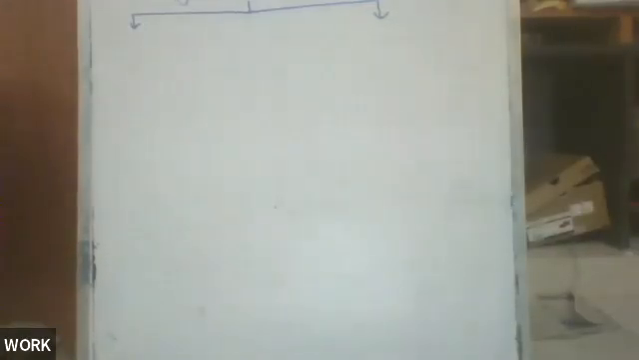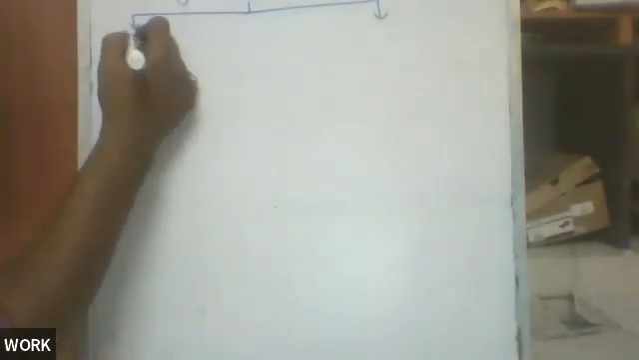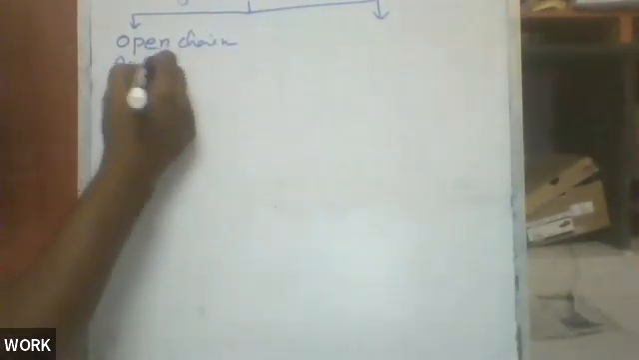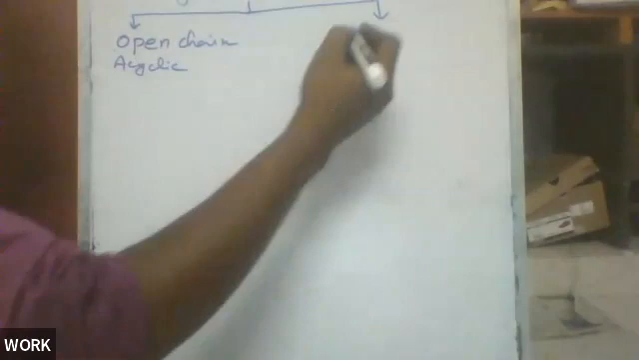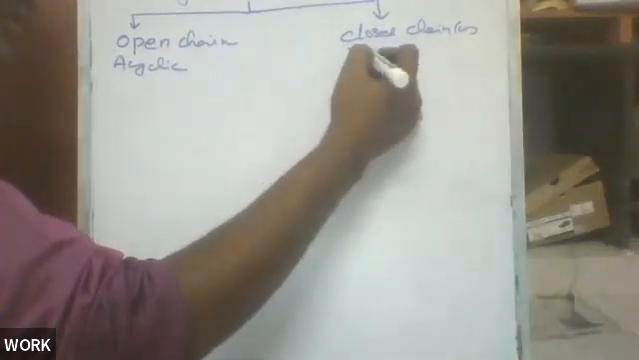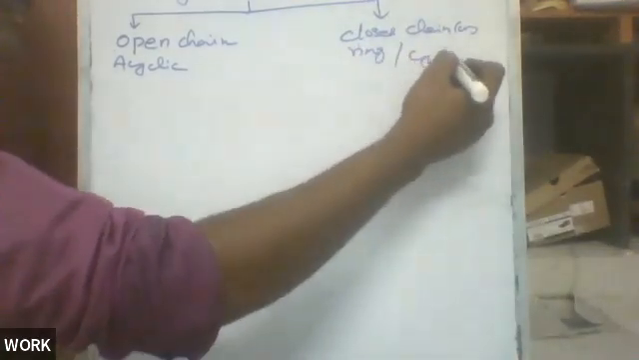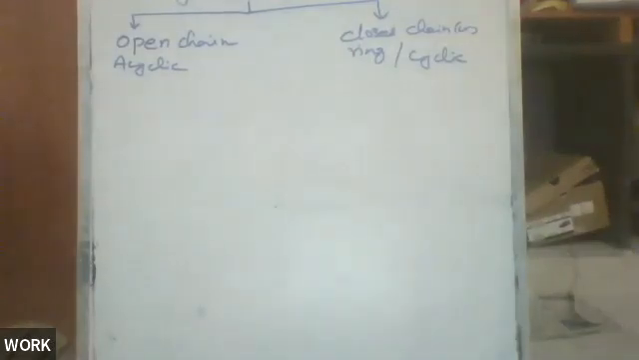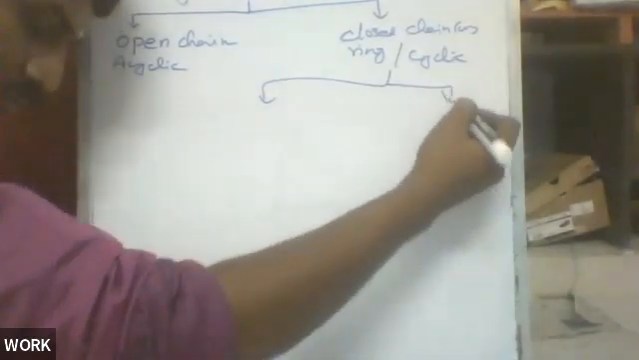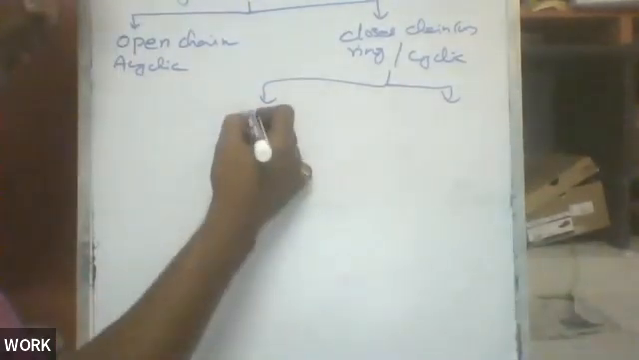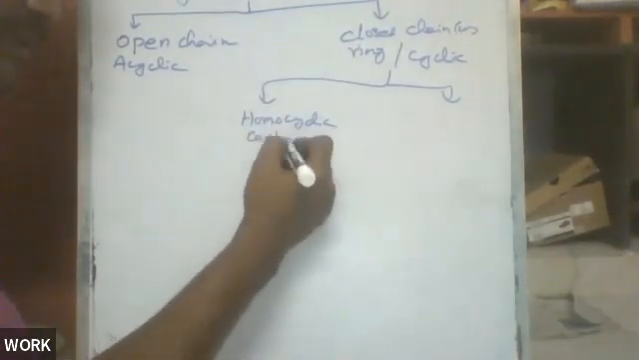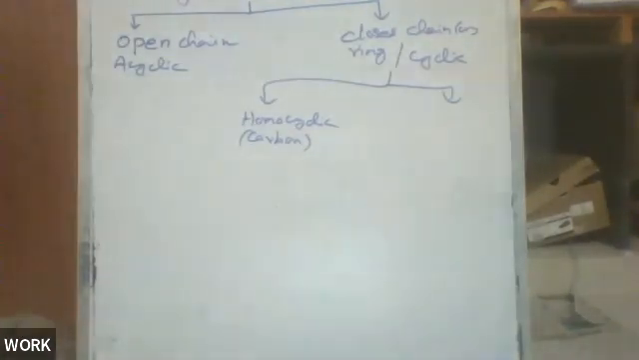Then first you can classify open chain or acyclic, and closed chain or ring, otherwise cyclic. So that cyclic compound is again classified into homocyclic. Homocyclic means carbon containing cyclic. Okay, and heterocyclic.